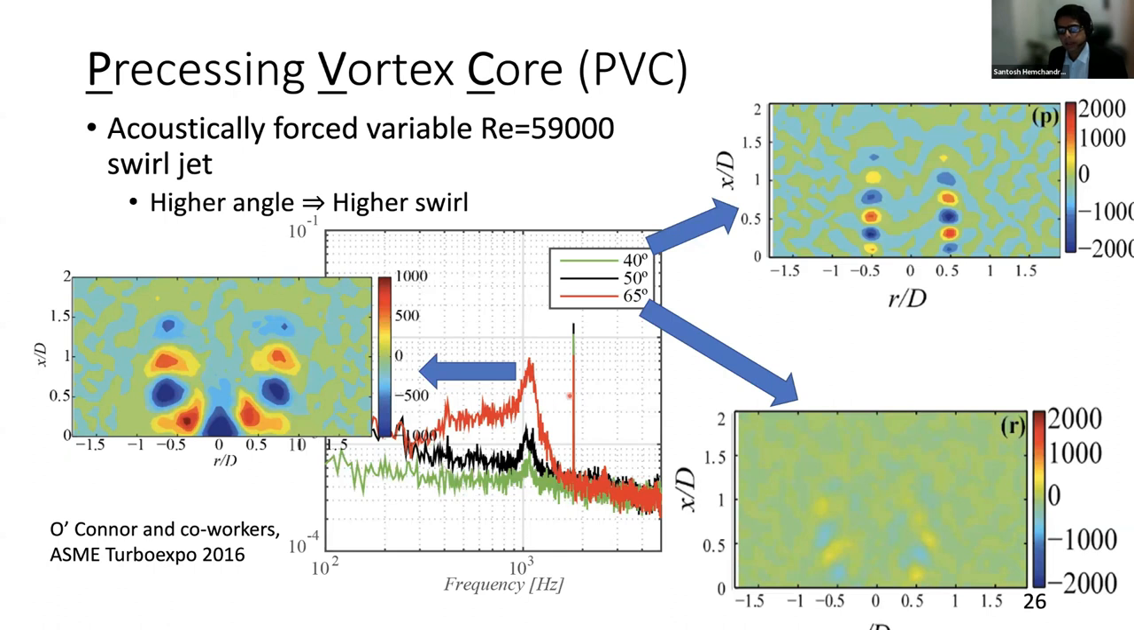But the interesting thing is if you look at the flow response at the acoustic forcing frequency. At 40 degrees, you see that there is this nice coherent roll up in the flow. This is the flow response at the forcing frequency. But at 65 degrees, where you have the strong PVC, the flow response goes away. So the PVC can actually help you suppress the receptivity of the shear layer, and so it could act as a means to control a combustion instability as well.